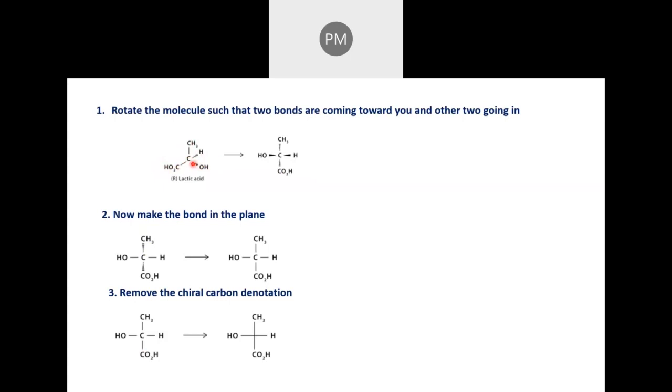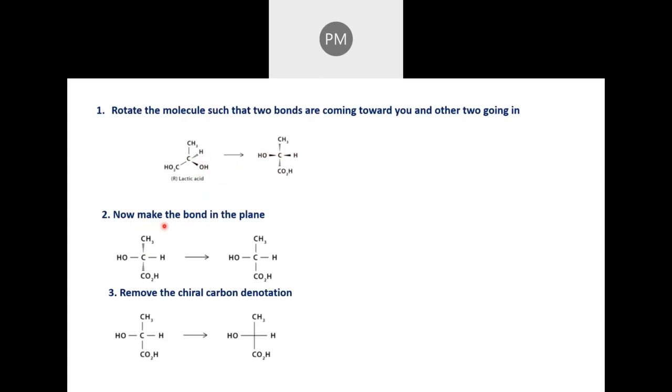So we have to rotate this molecule by 90 degrees. What will happen is the methyl and carboxylic acid go away from our side, below the plane, and OH and H will be above the plane. When we rotate, the OH will go to the left-hand side and our hydrogen will be on the right-hand side. So first we have to rotate the molecule and make the groups above and below the plane.